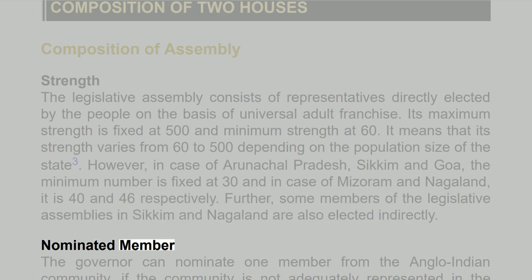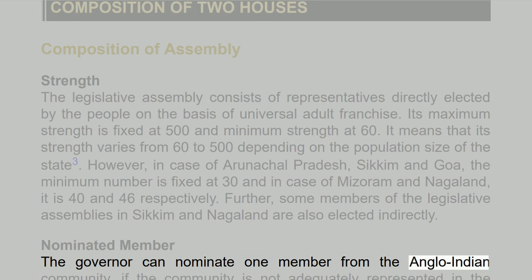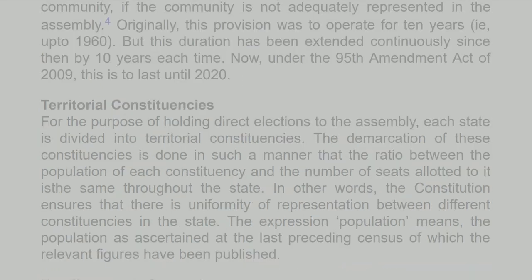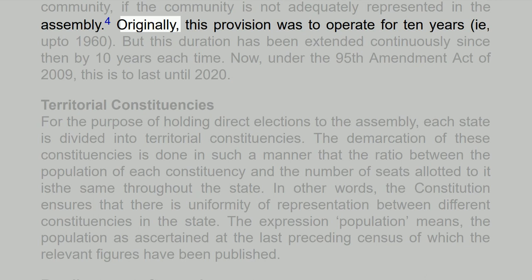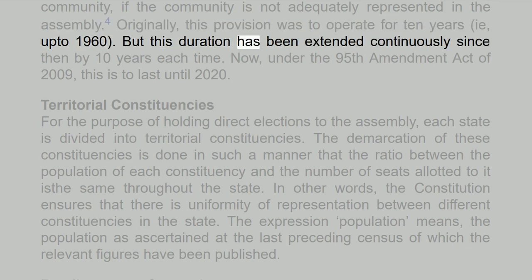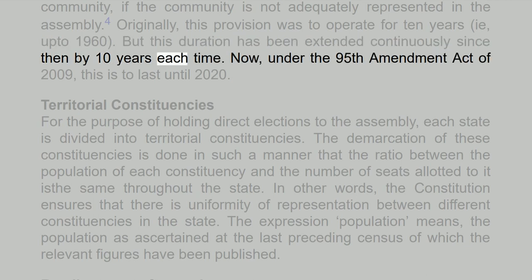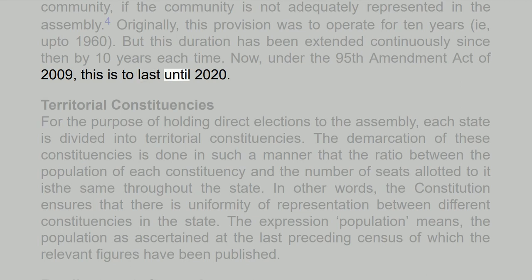Nominated member. The governor can nominate 1 member from the Anglo-Indian community, if the community is not adequately represented in the assembly. Originally, this provision was to operate for 10 years, i.e., up to 1960. But this duration has been extended continuously since then by 10 years each time. Now, under the 95th Amendment Act of 2009, this is to last until 2020.